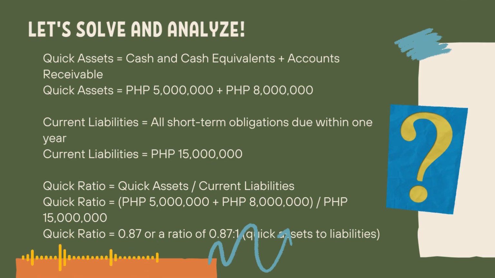To get the quick ratio now, we need to solve for quick assets and divide it by the current liabilities. So 5 million pesos plus 8 million pesos divided by 15 million pesos. That will give us 0.87 as our quick ratio.